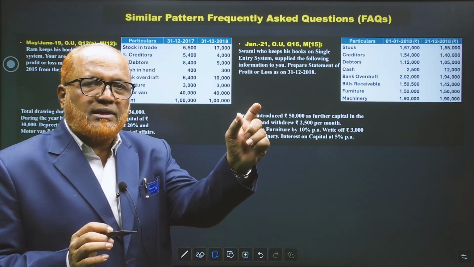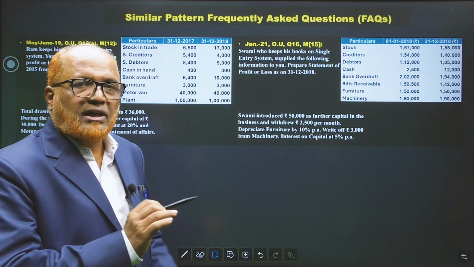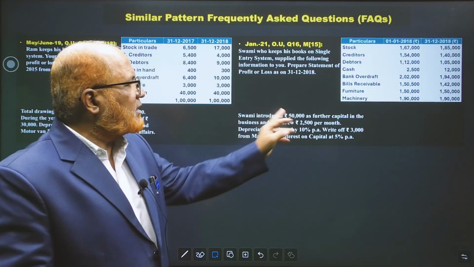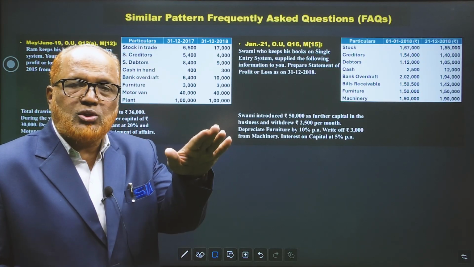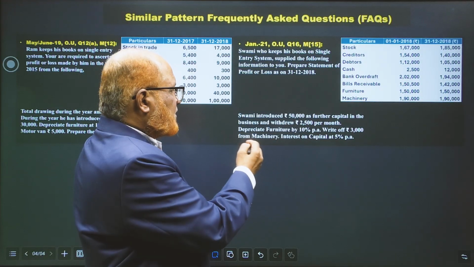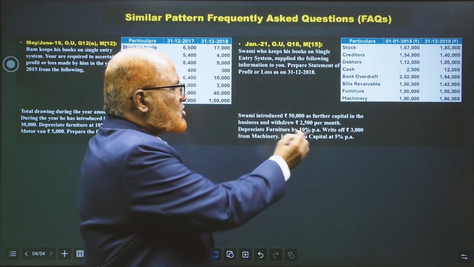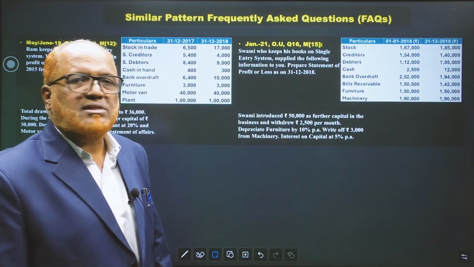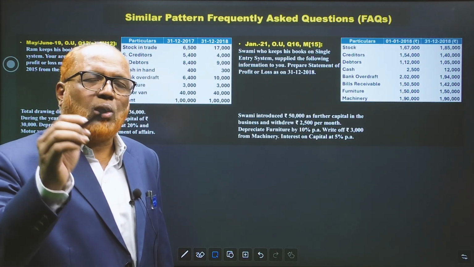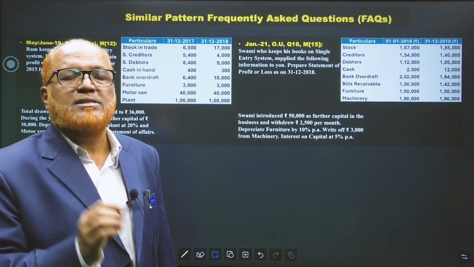Then take the capital at the end of the year, add drawings for the year, for the year, not for the month. But further capital introduced during the year is 50,000. This 50,000 you should subtract. And depreciate furniture by 10%, write off 3,000 from machinery, that is depreciation of machinery, and interest on capital is 5% per annum. This is one new point. So interest on capital is also one of the expenses. So it should be deducted, subtracted.